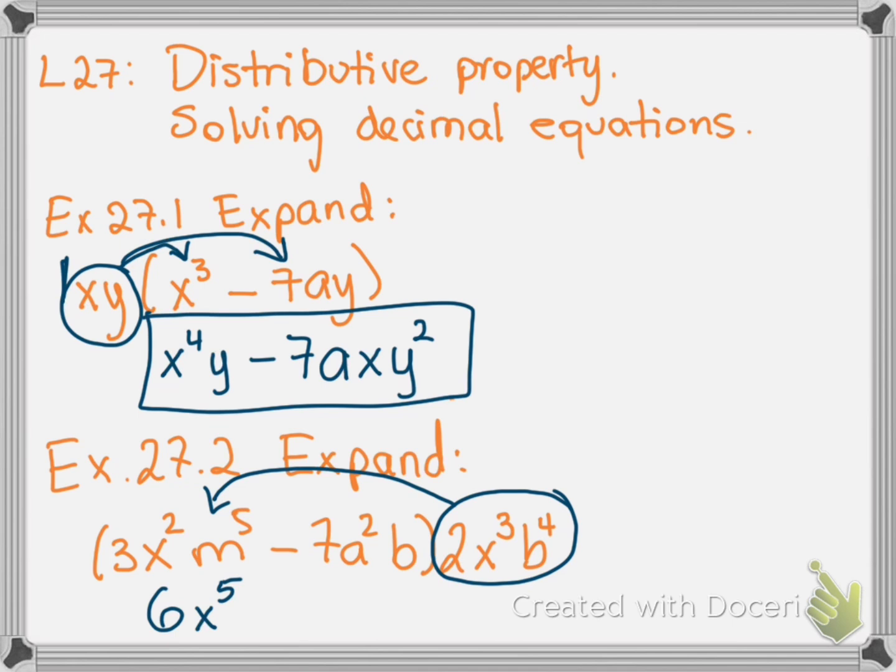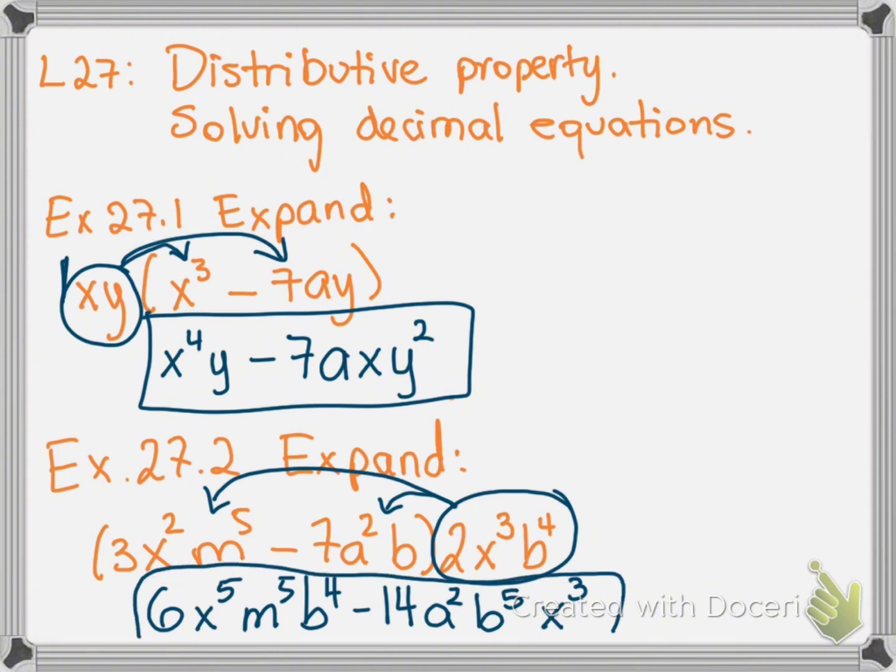And then m^5, mb^4. Remember, if the letters are not the same, then we just put them next to each other, multiplying. Then I'm going to multiply 2 times negative 7. That's negative 14. There's no a on both of them, just on one, so I keep it the same. Then I do b times b^4, which is adding the exponents, b^5, and then the x^3. Just make sure you don't forget any of the letters.